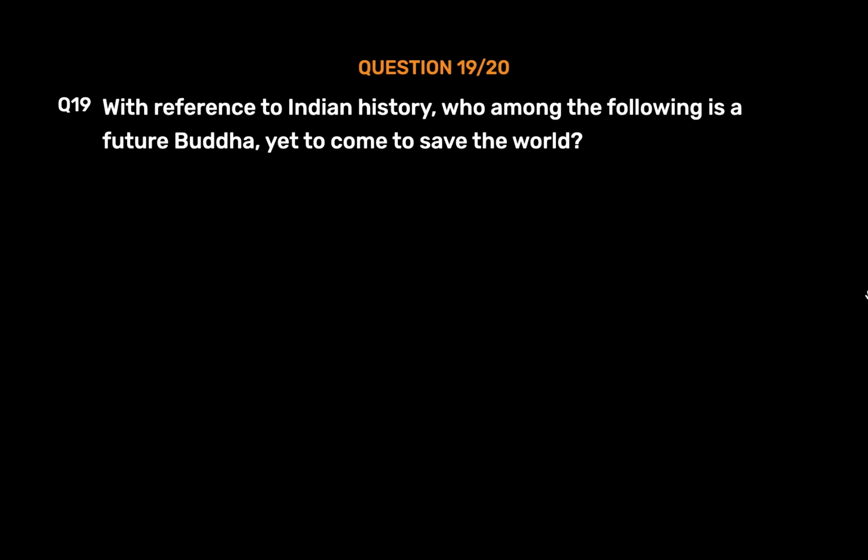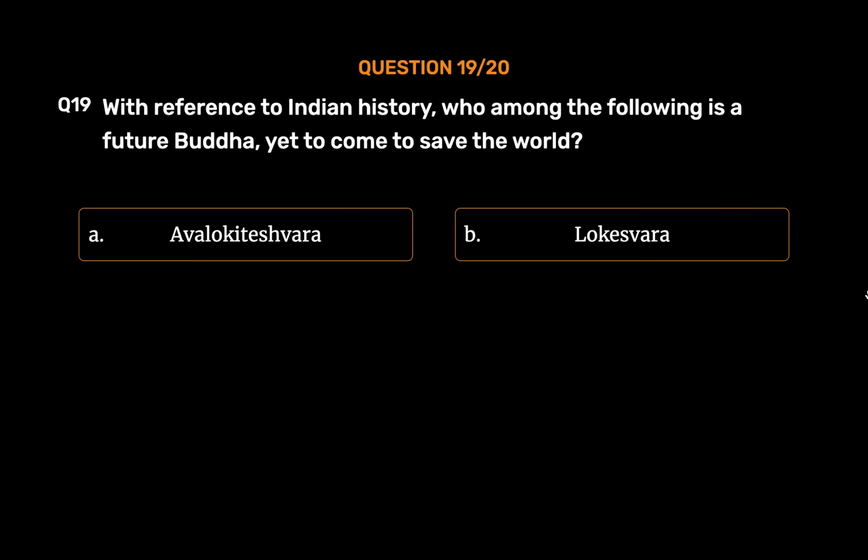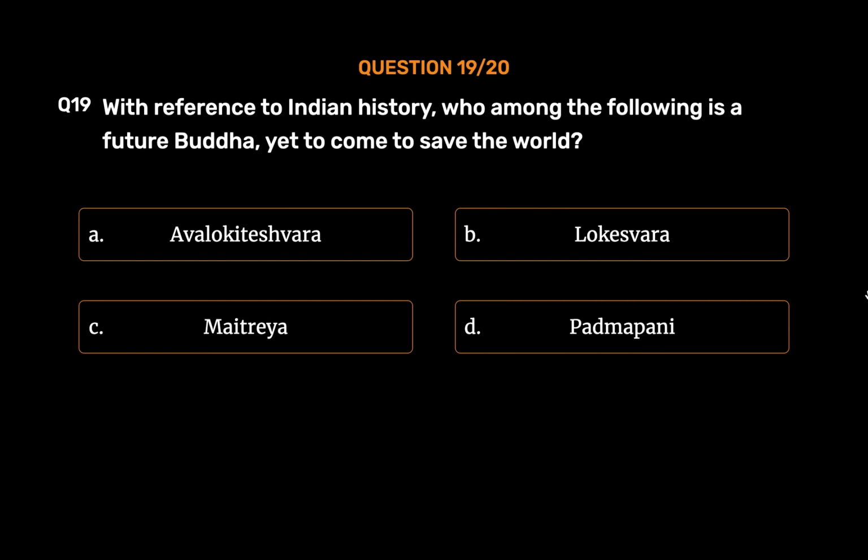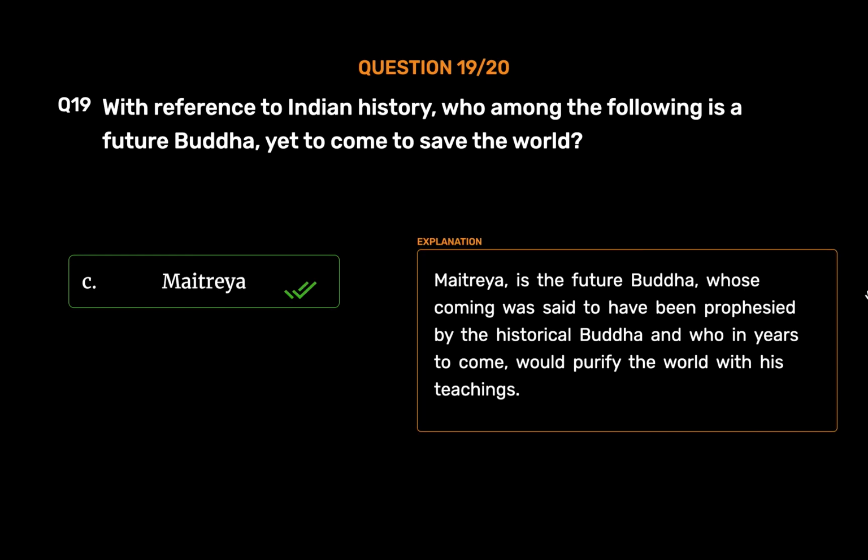Question number 19. With reference to Indian history, who among the following is a future Buddha, yet to come to save the world? Option A. Avalokitesvara. Option B. Lokeshwara. Option C. Maitreya. Option D. Padmapani. The correct answer is Option C. Maitreya. Maitreya is the future Buddha, whose coming was said to have been prophesied by the historical Buddha and who in years to come would purify the world with his teachings.